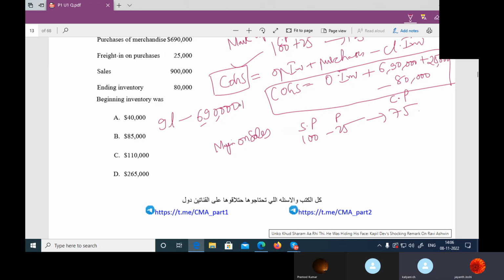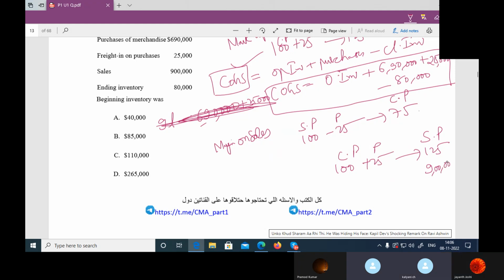Plus freight charges is 25,000, correct? So what is 6,90,000 plus 25,000? 7,15,000. Or else, why do this? We can directly do this now. 100 plus 25 is 125, correct? So cost price, profit, selling price. Selling price is given to you as how much? 9 lakhs, correct? Can you find out the cost price?